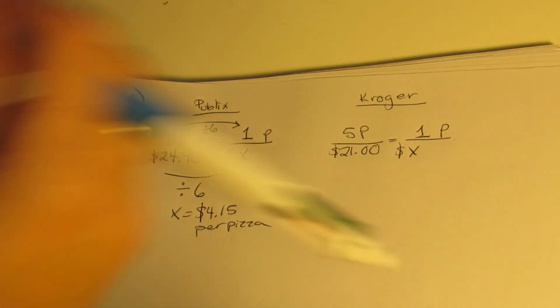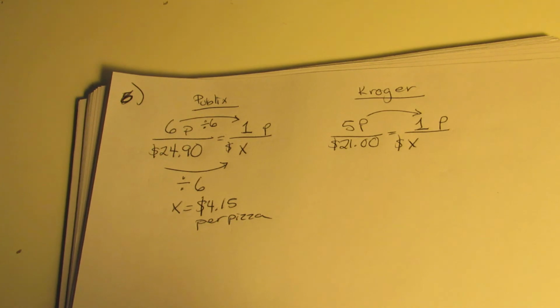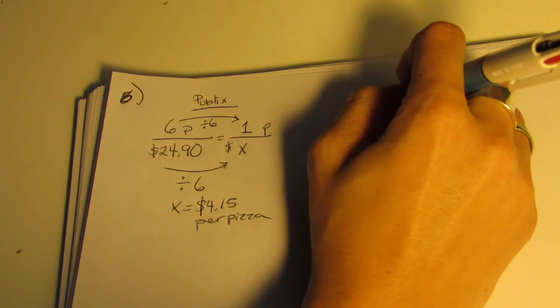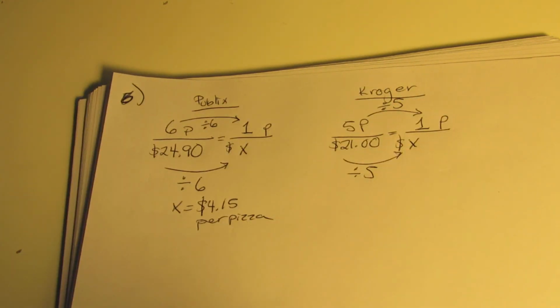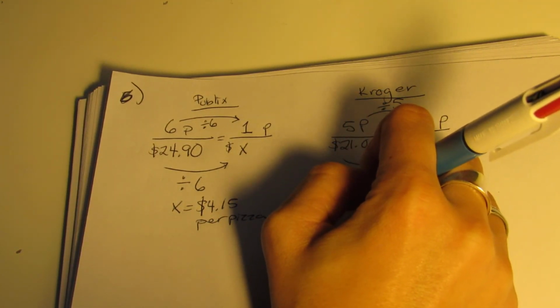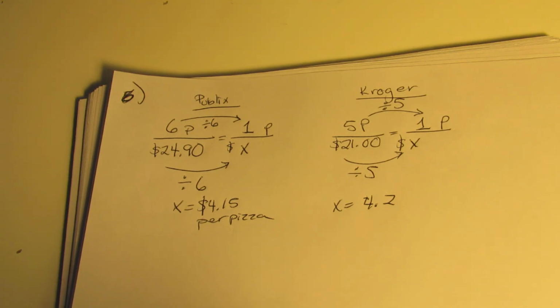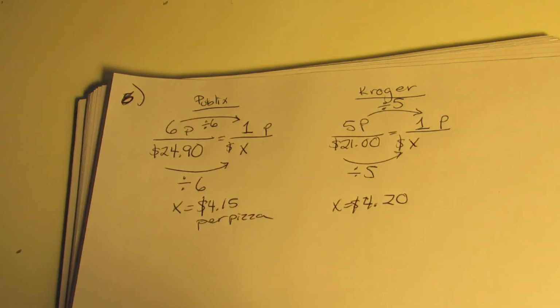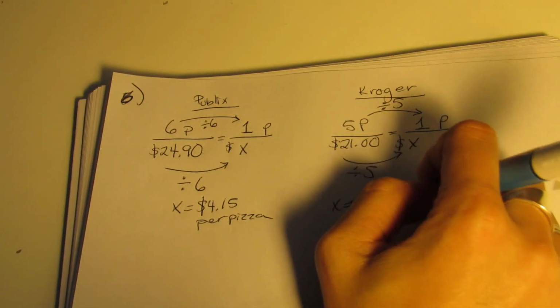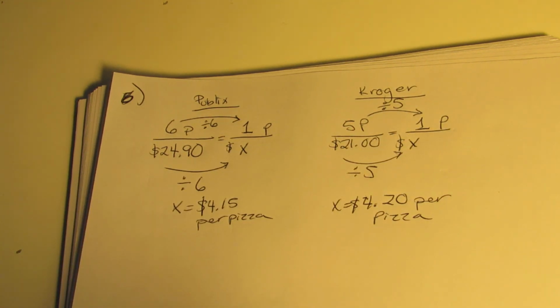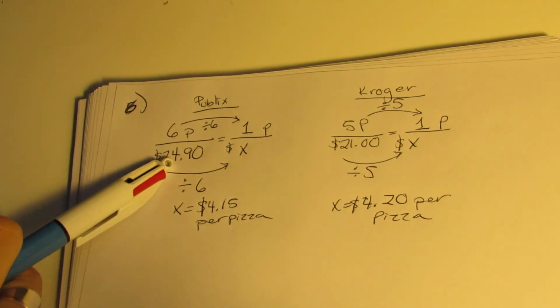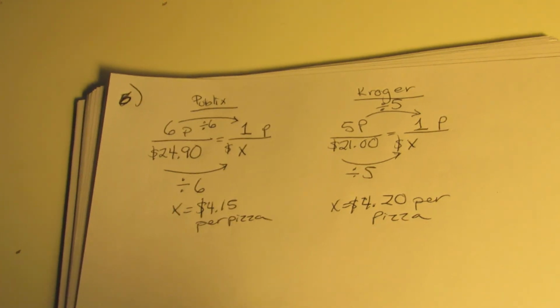Let's look at Kroger. Same concept. How did I get from 5 to 1? I'm going down in a number, so I divide by 5. Do the same thing for my denominator. Divide by 5. So $21 divided by 5 gives you x is equal to 4.2. Remember I told you with money, that means we can put a 0 there. That's $4.20 per pizza. I'm not going to write out the justification. You guys can do that. So my better buy would be Publix because it's 5 cents cheaper per pizza. Okay?